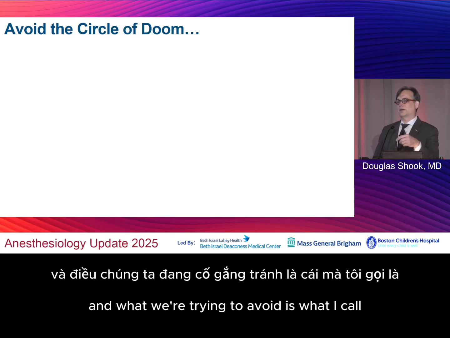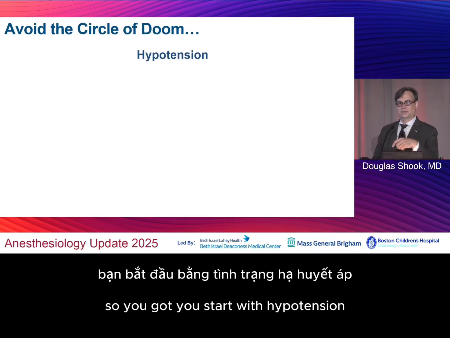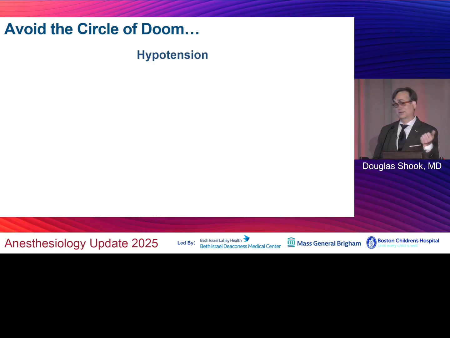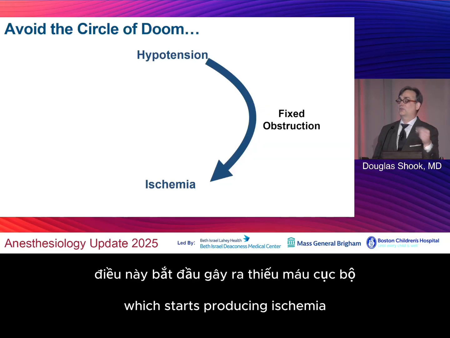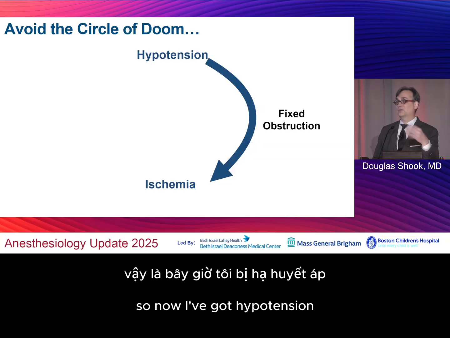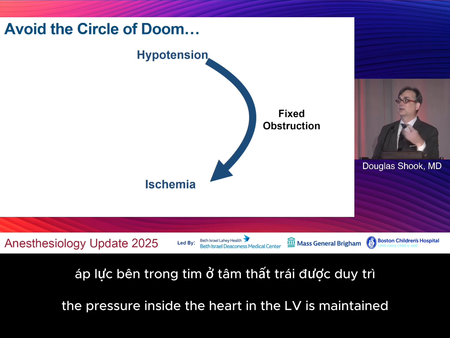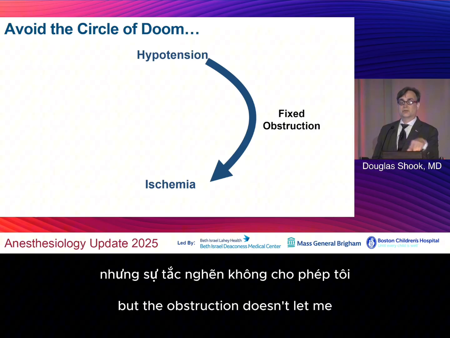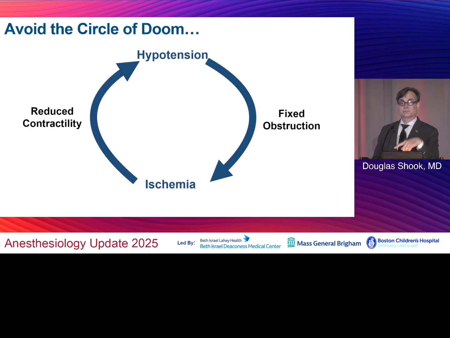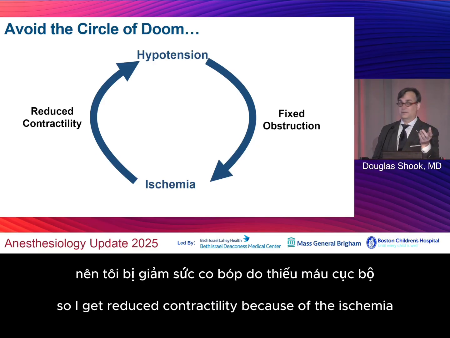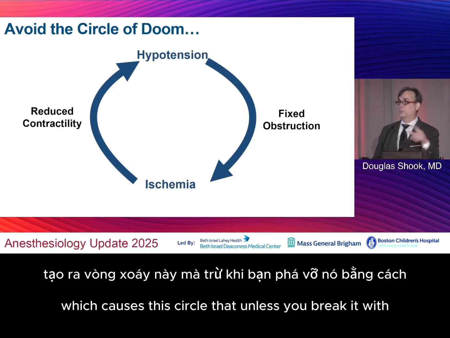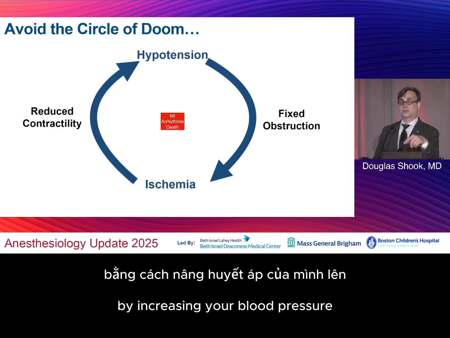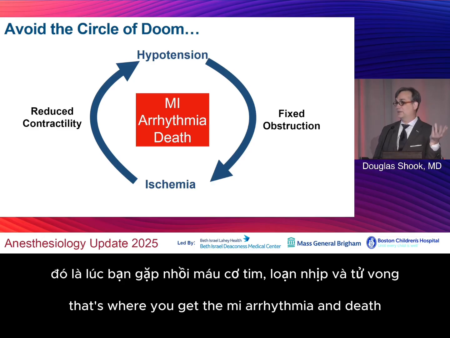And what we're trying to avoid is what I call the circle of doom, right? So you start with hypotension, you have a fixed obstruction that we saw in that echo, which starts producing ischemia. So now I've got hypotension, I can't increase my stroke volume, the pressure inside the LV is maintained, but the obstruction doesn't let me produce more blood flow. So I get reduced contractility because of the ischemia, which produces more hypotension, which causes this circle that, unless you break it by increasing your blood pressure, you end up with the MI, arrhythmia, and death.